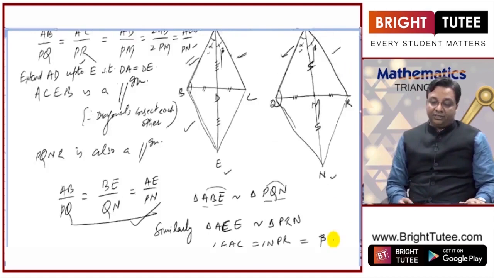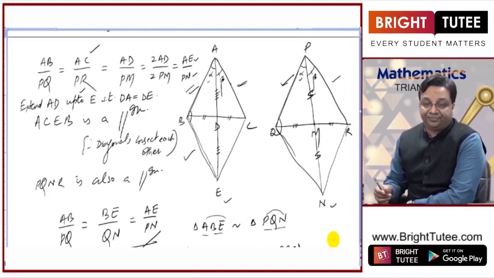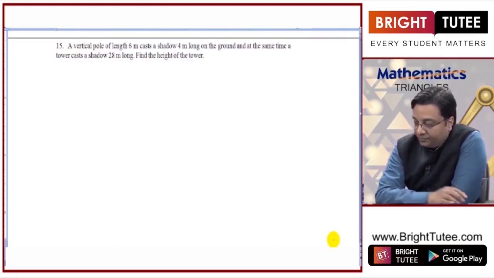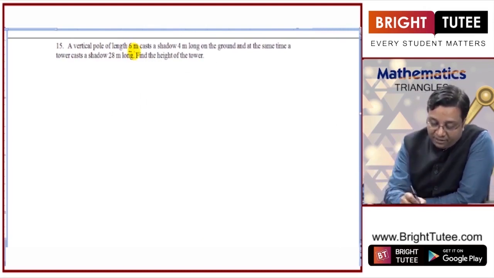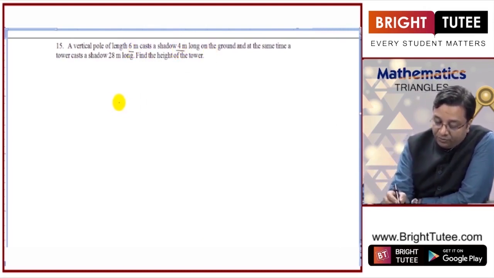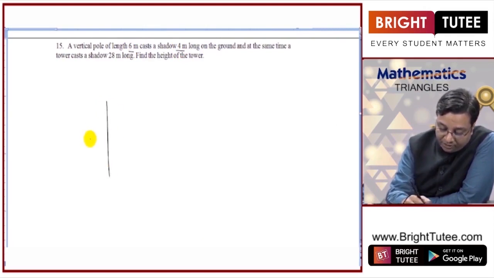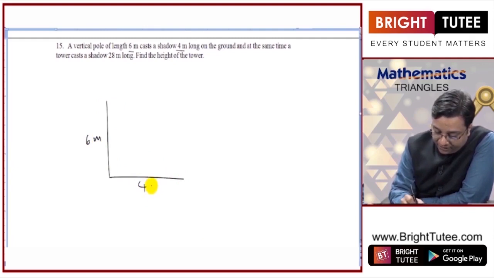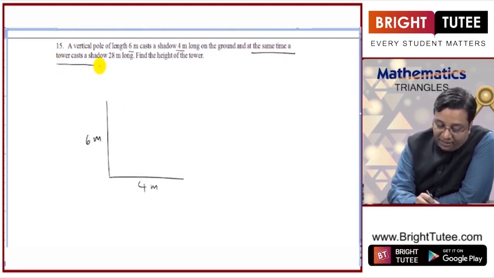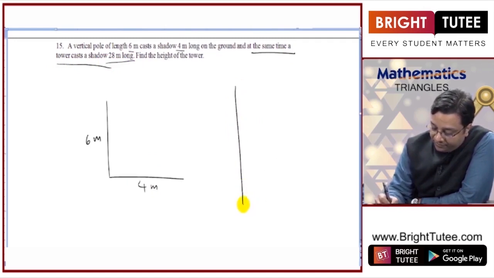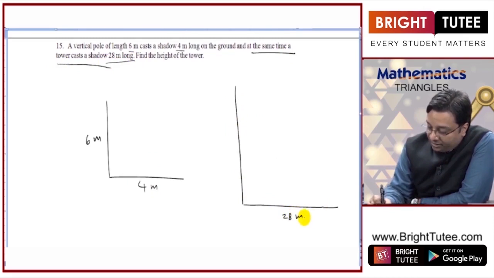Okay, so this is the method that we are going to use in this question. A vertical pole of length 6 meter casts a shadow 4 meter long on the ground. So there is a vertical pole of 6 meters and the shadow that it casts on the ground is 4 meter at a certain time of the day. At the same time, a tower casts a shadow 28 meter long. So there is a tower, and at the same time it casts a shadow 28 meter long.